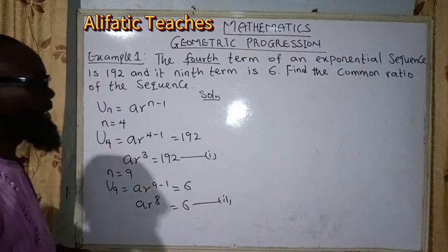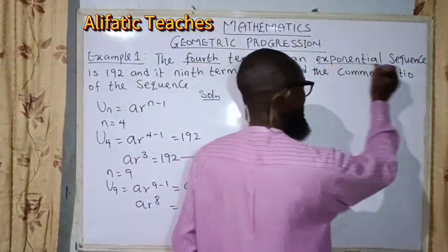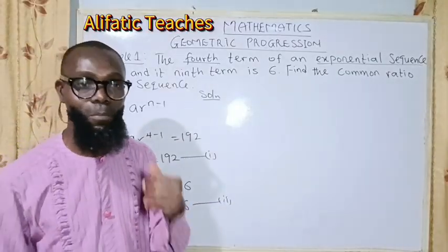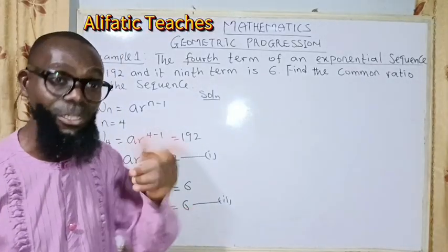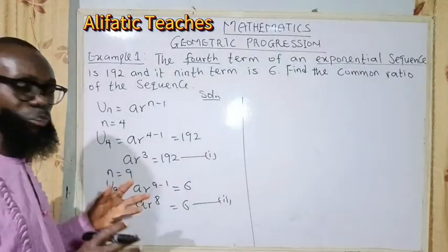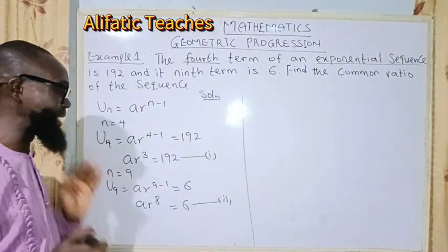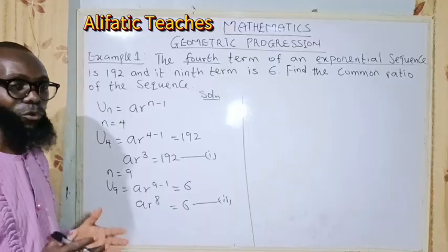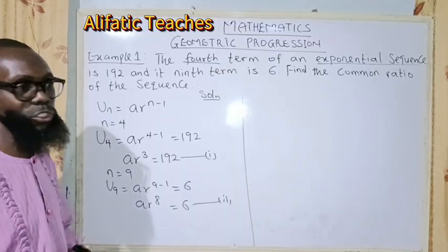Now, if you can recall, this is an exponential sequence. I told you from the previous class, GP also means exponential, meaning division. So there's nothing to rack our brain on. What this means is that we're going to divide equation 1 by 2, or you divide equation 2 by 1. So let me divide equation 1 by 2.